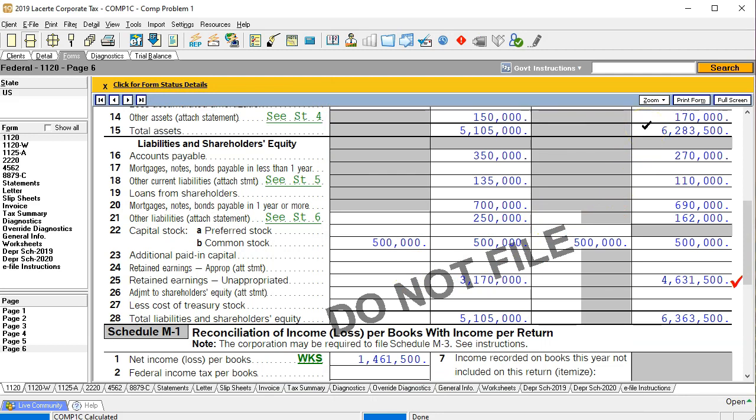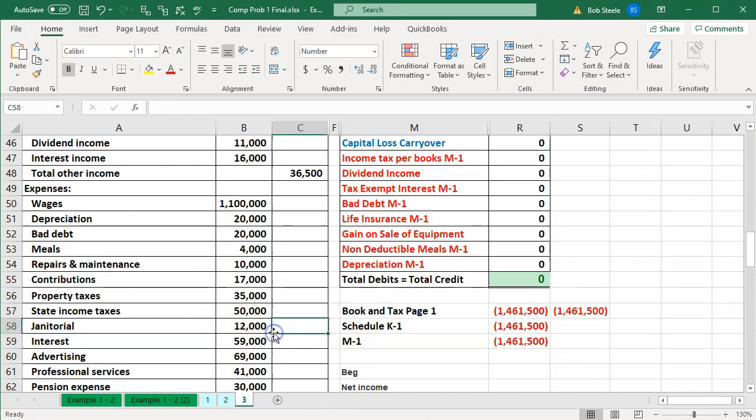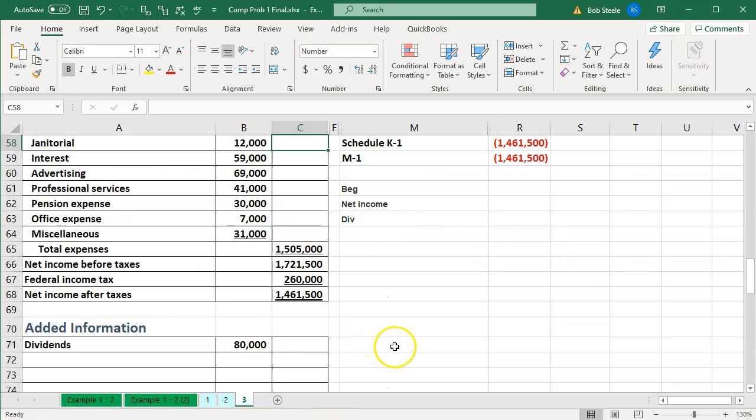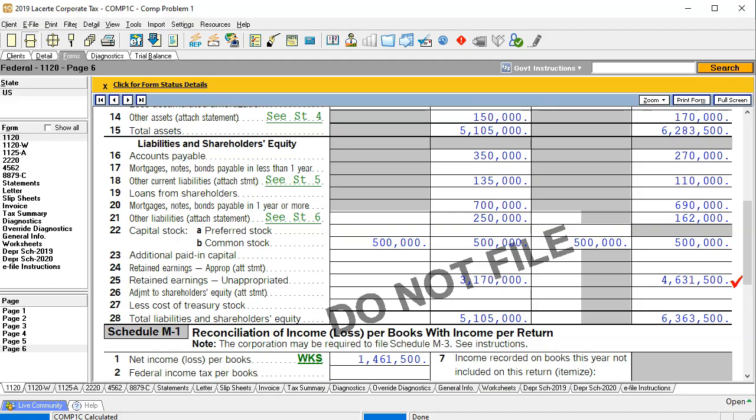Why not? Let's take the difference between those two. We'd say, all right, there's the 6,363,500 minus the 6,283,500, 80,000. And we would expect that to be the dividends, which it is. So that difference is the dividends. And we said there were 80,000 of the dividends. So now we're going to enter the dividends into our software.